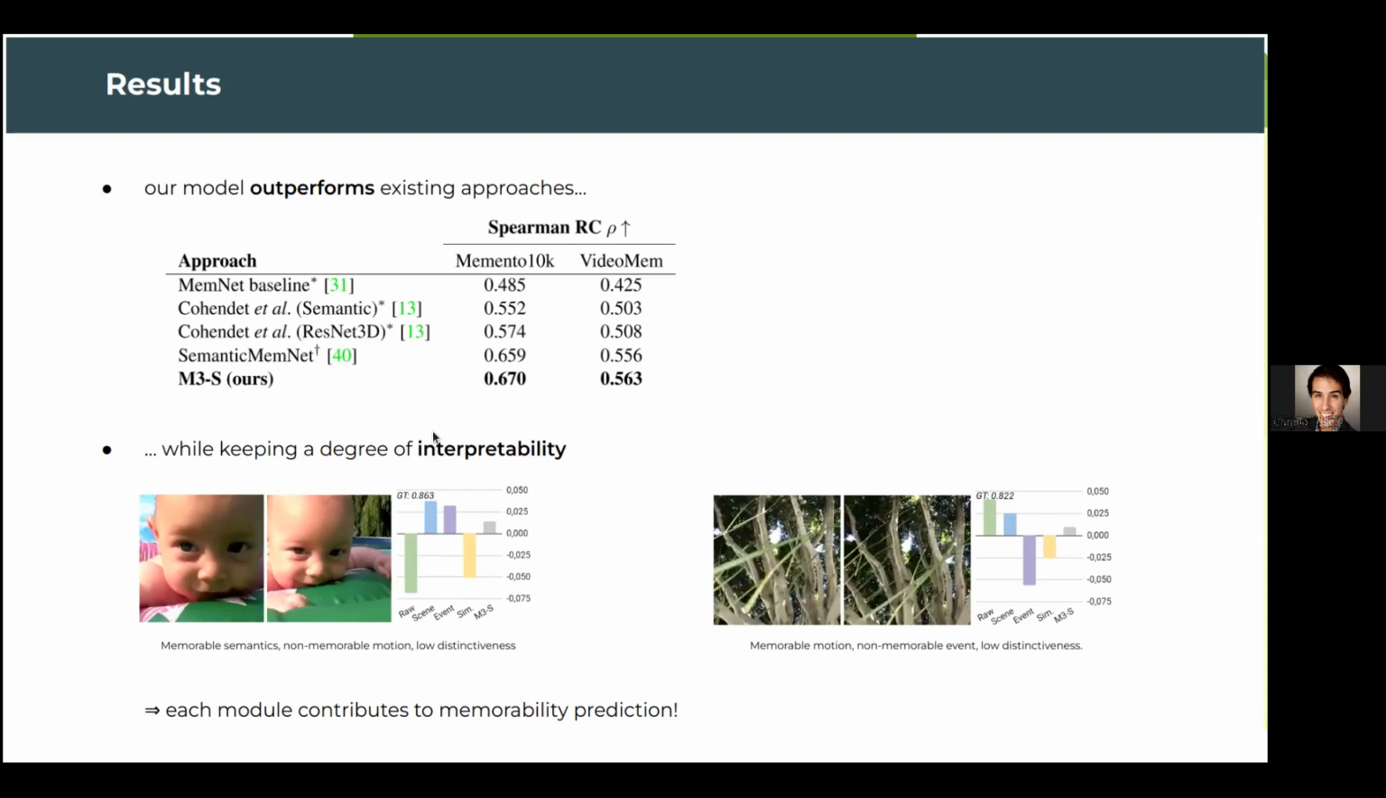In this case, for example, our model is saying that the components of the low-level module tend to bring memorability down, while the scene and the semantics of this video tend to be memorable. Here, it's different, where the motion appears to be memorable, but the event itself is something unmemorable and tends to bring the overall score down.